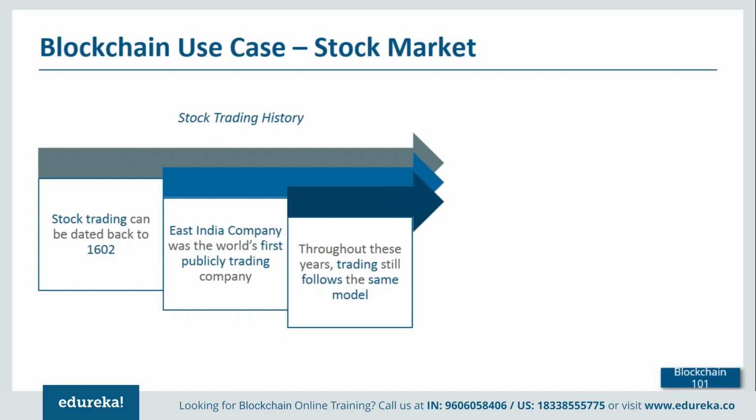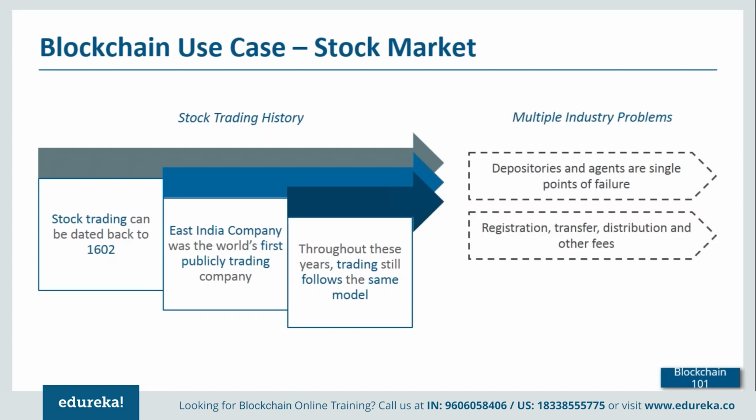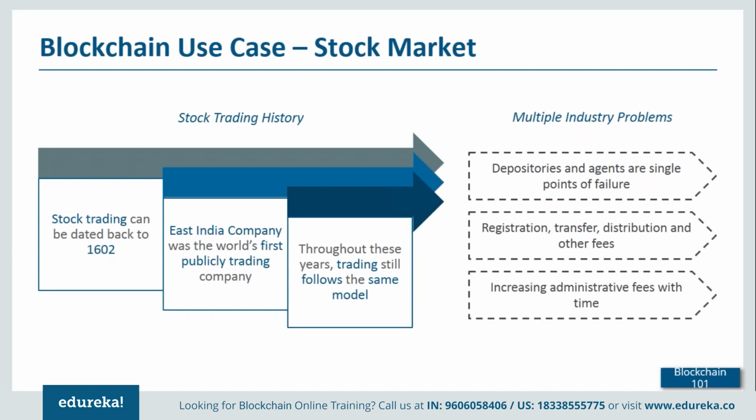Now talking about the issues with the current system, there are depositories as well as agents. These points of contact themselves are failing, because we always hear of certain frauds happening between agents. There are instances where you cannot completely trust them or even certain organizations. Apart from that, the registration, transferring of stocks as well as distributions, everything involves a certain fee. So every transaction that you perform has a separate transaction fee attached to it. Finally, there's also the administrative fee, which is always growing. If you have worked with stocks, then I'm quite sure that you are familiar with all these challenges.